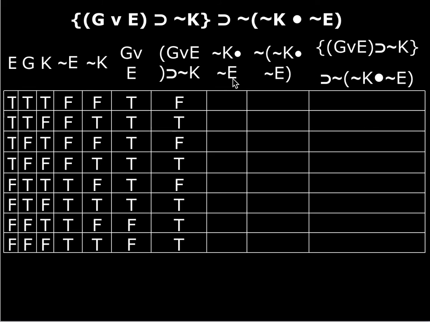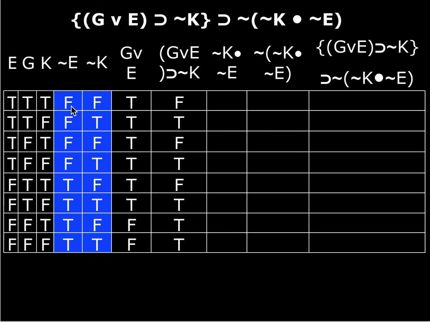Conjunction, not K and not E. Two conjuncts are here. I'm going to do the same thing. So these are the two conjuncts. A conjunction is only true when both conjuncts are true. So I'm just going to go down and try to find where both conjuncts are true, and here, row 6 and row 8, and that's it. So I'm going to put a T here on 6 and 8, and it's going to be false everywhere else.